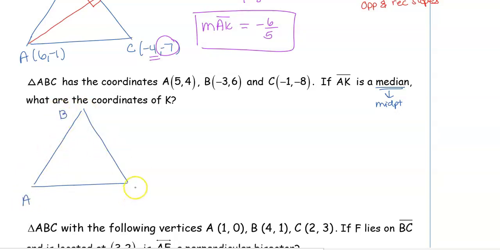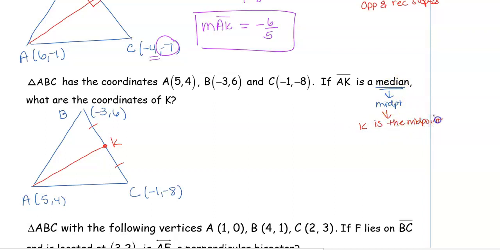Triangle ABC. A is at (5, 4). B is at (-3, 6). And C is at (-1, -8). AK this time is going to be a median. And a median goes from the vertex to the midpoint of the opposite side. So if it's the midpoint, I know those two segments are going to be congruent. So since it's a median, K is the midpoint of BC.